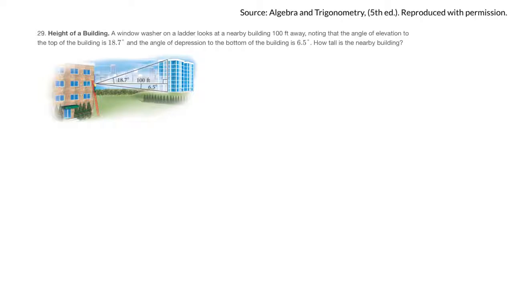Okay, here's one. We've got a guy on a ladder, and I've got two triangles. One like that, and then I've got one like that. One goes to the top of the building, the other one goes to the bottom. I know this is 18.7 degrees. I know that the distance between the buildings is 100, and I know this angle is 6.5 degrees. So I'm looking for the opposite side. We'll call that one x and maybe this one y.